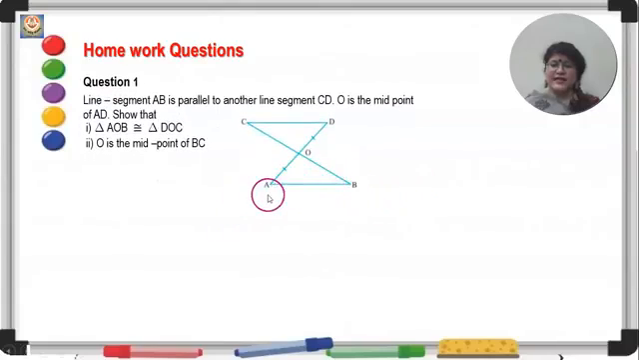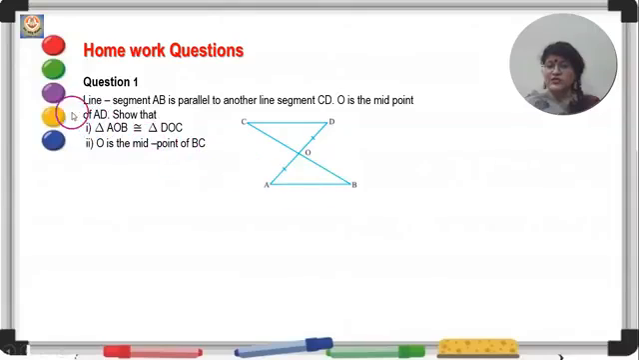Now this line segment AB is parallel to another line segment CD. And it is mentioned that O is the midpoint of AD. So it is shown by this sign that OD is congruent to OA. You have to prove the two triangles are congruent. Not only that, you also have to prove O is the midpoint of BC. So how would you do this?